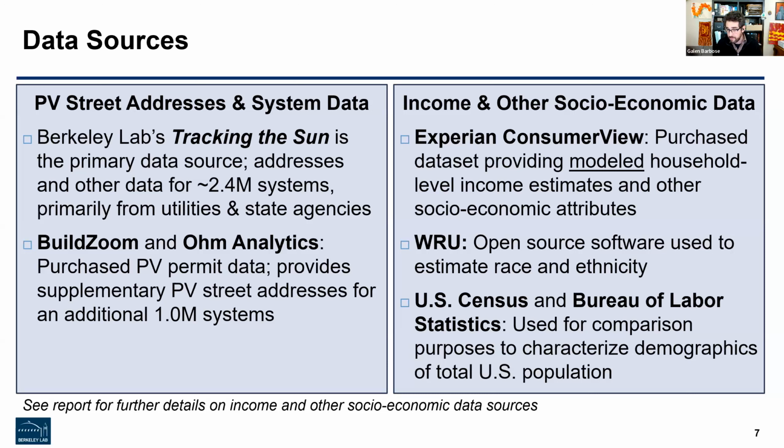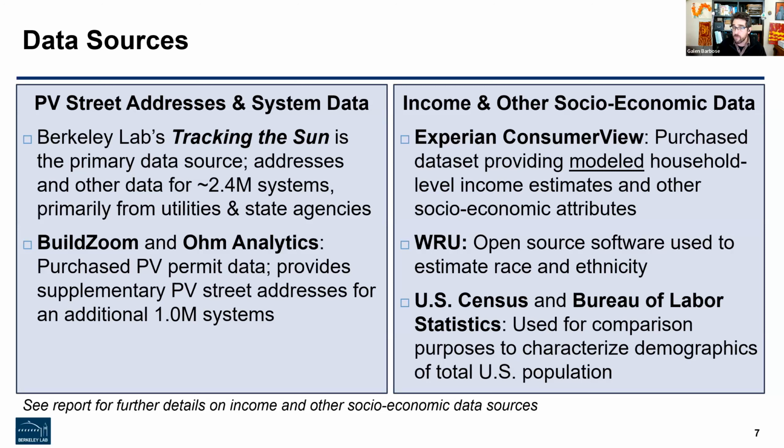And then, once we've got that complete or fairly exhaustive set of PV street addresses, we then append onto that a variety of different demographic data. The income data are purchased from Experian. And the important thing to note there is, although this is household level income data, it is modeled. So they have their own proprietary model for estimating household level income. And that's what is then feeding into the income related trends that we're going to share with you.